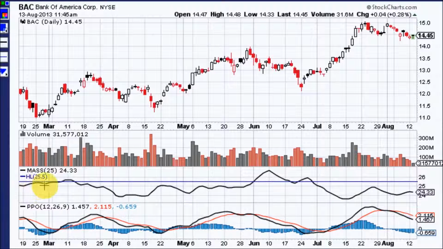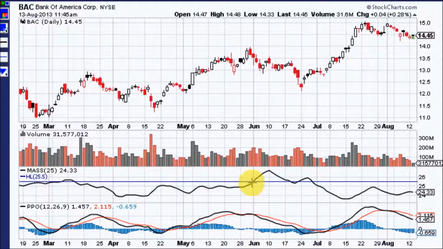Mass index was below 25.5, then crossed up through it, and then immediately back down through it. PPO said at that time it was a buy. The price action was forming a bullish cup and handle chart pattern that broke above neckline resistance right there on huge volume, but a number of reversal candlesticks turned up right here and the stock fell.